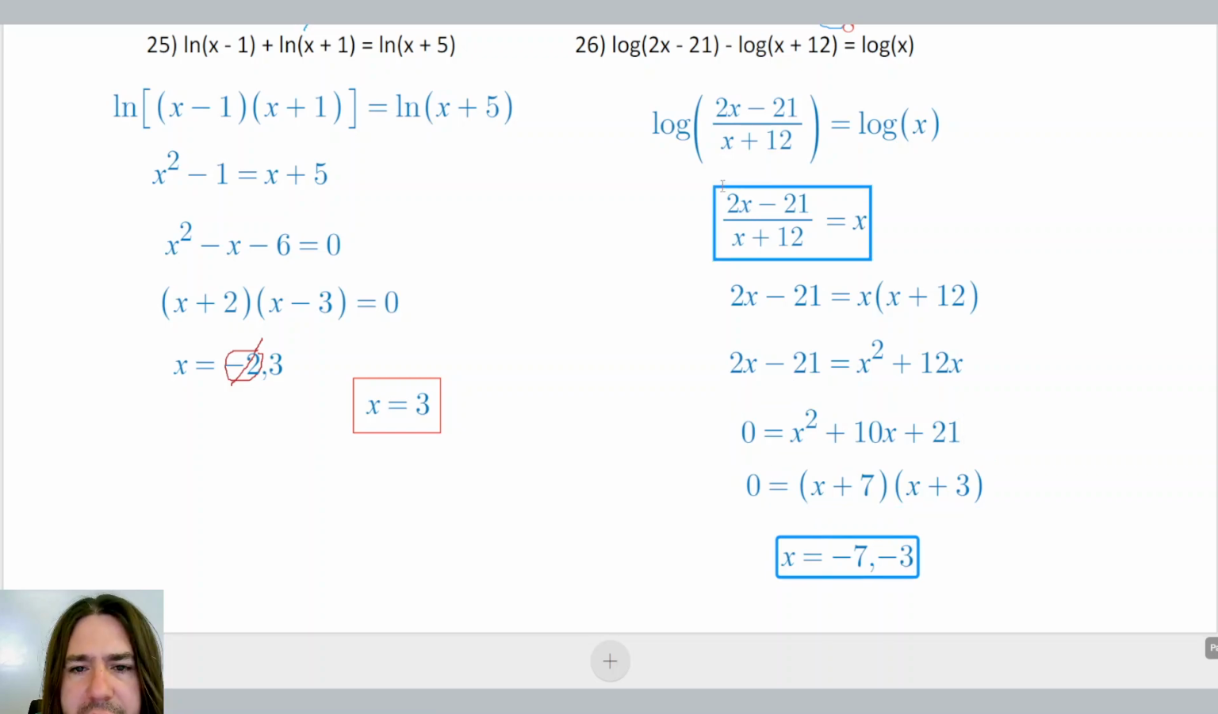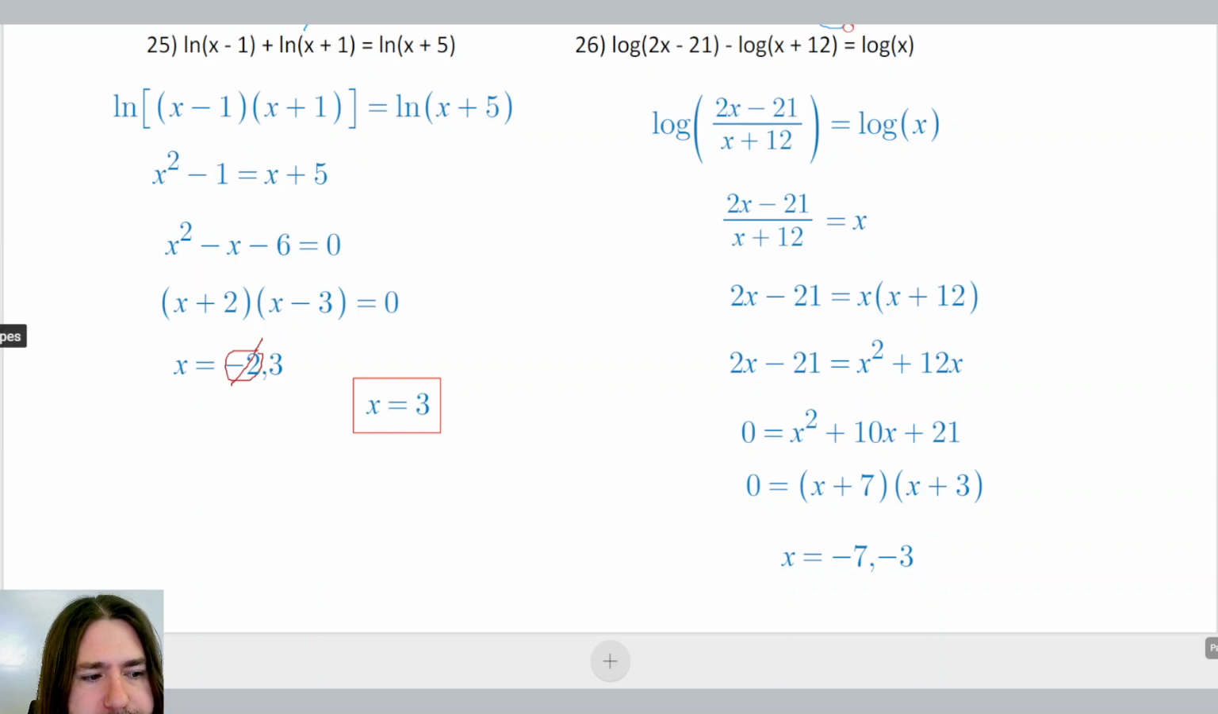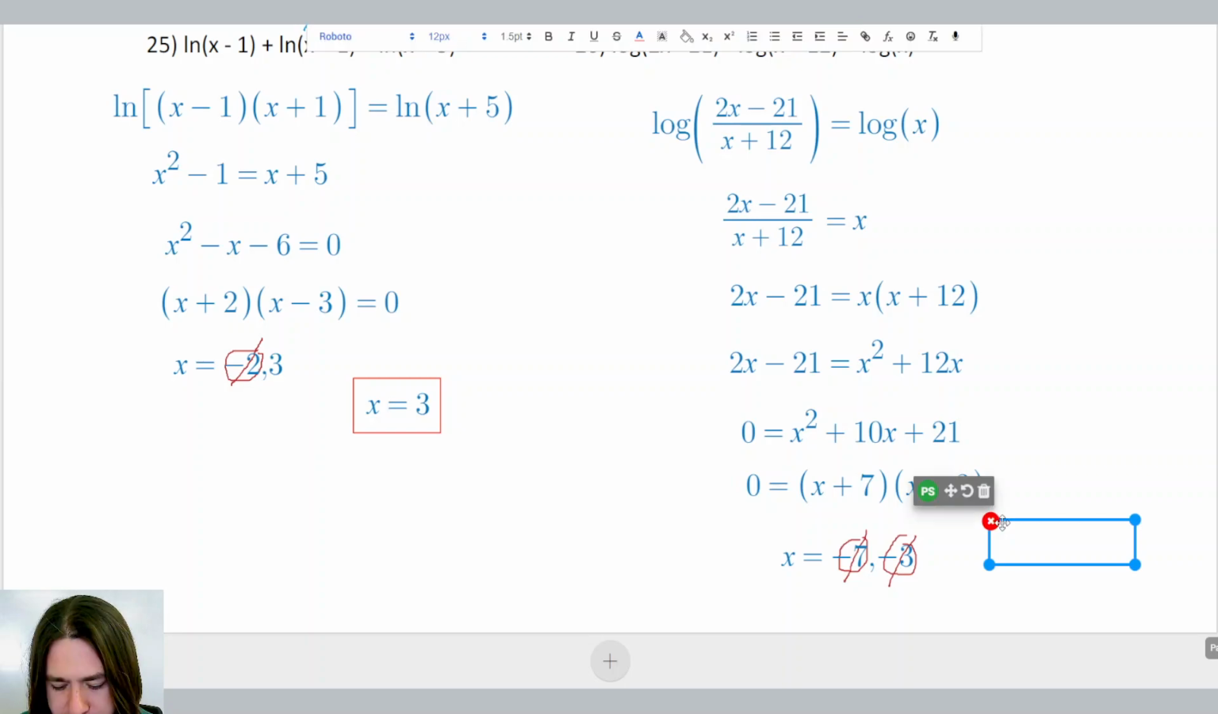So let's see, are any of those going to cause issues? Oh, they're both going to cause issues. There's going to be another no solution. Well, that's unfortunate. Neither one of these is going to work, because look what we got over here, log x. So we can't have a negative x value. Both of these are bad. Gosh, you go through all that work to end up with no solution. That's kind of annoying. But, you know, sometimes that happens.